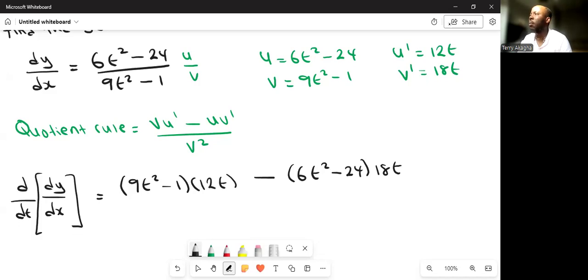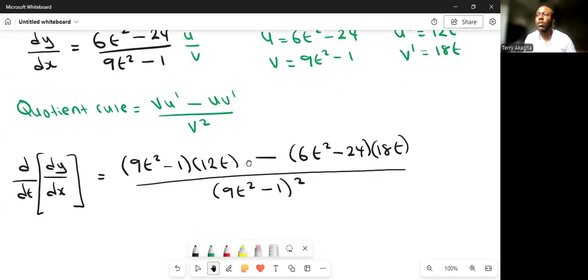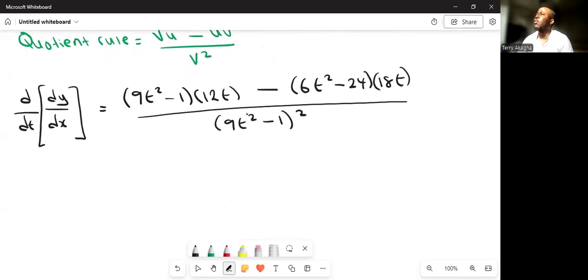Now all divided by v squared, which is 9t squared minus 1, all squared. So what's the next thing to do? We have to simplify this. We're going to open the bracket. If you remember, I told you when you have a(b plus c), it's a times b, which gives ab, plus a times c, which gives ac. Is that okay? So we're going to do that.